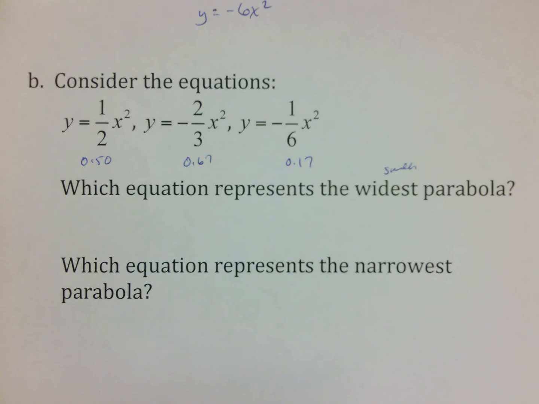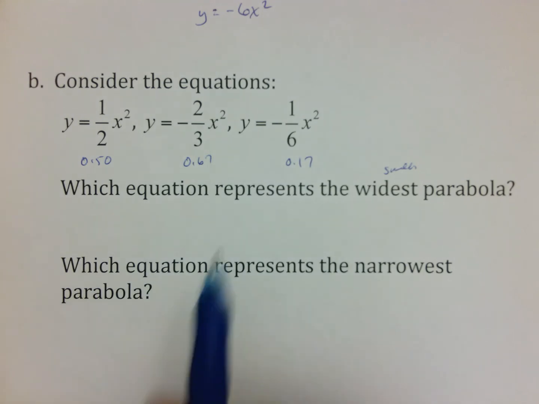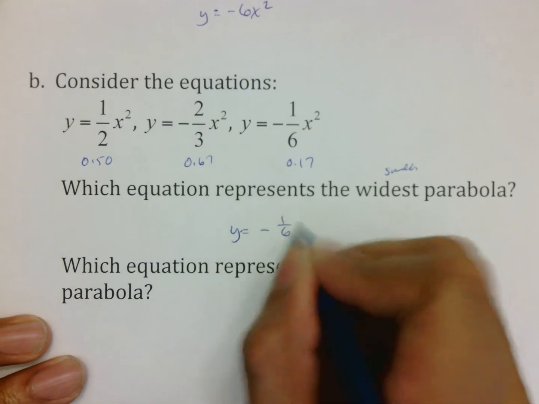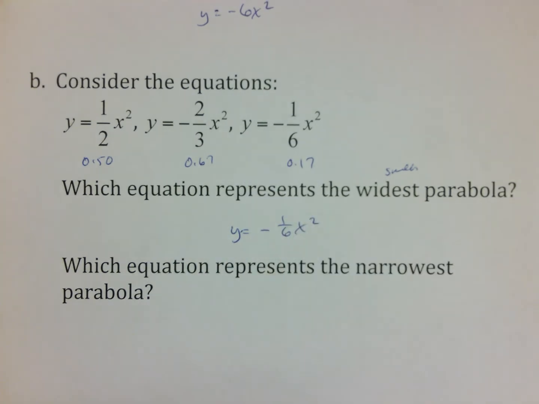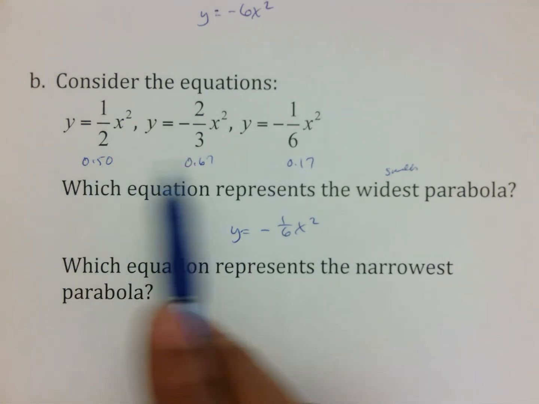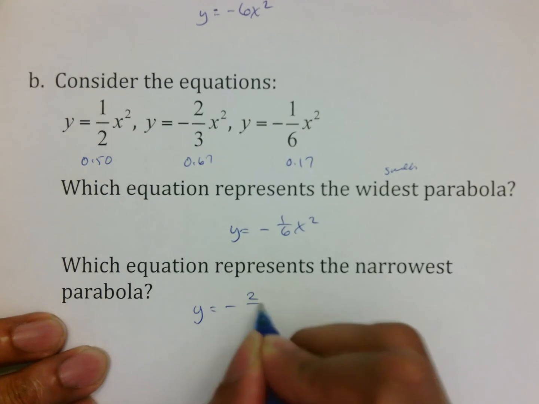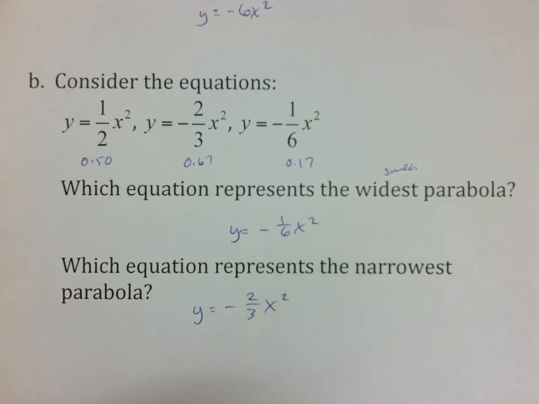Again, if you're breaking that down and you need all those to be even, those are the 3 numbers you're looking for, which means the widest parabola is going to be y equals -1/6 x squared. The narrowest parabola is going to be the biggest number, and looking at these numbers, again, not with the negative, this is, so you would type in y equals -2/3 x squared.